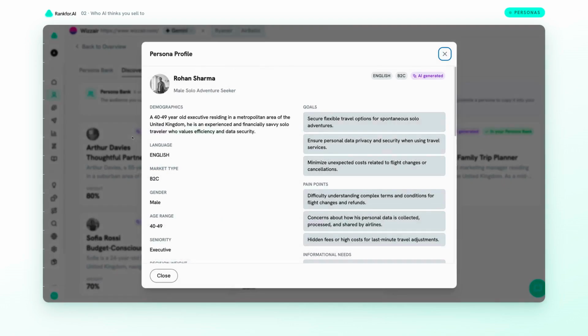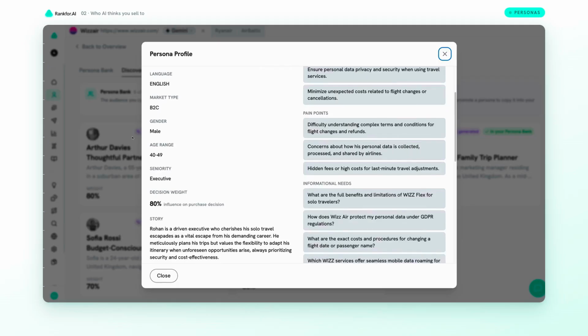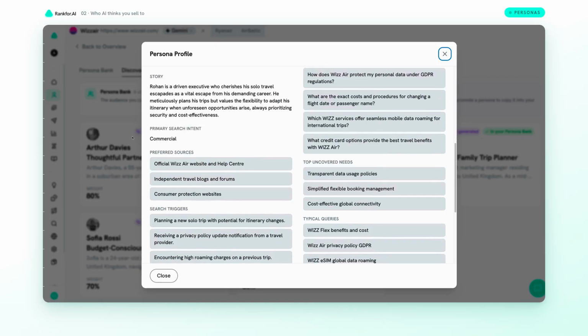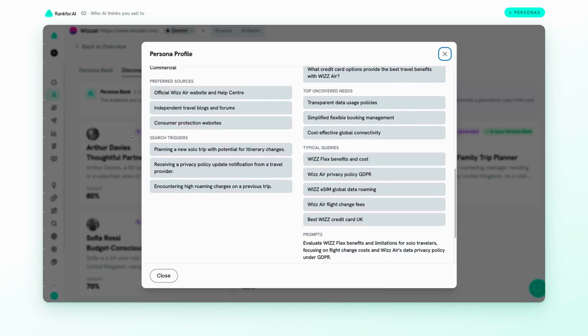Click a card and you get the whole person. The name is in your site's language. The role came from a cluster of your own pages, and the label at the top says which one. Demographics, market type, seniority, decision weight, then the story, and what the person is trying to do.